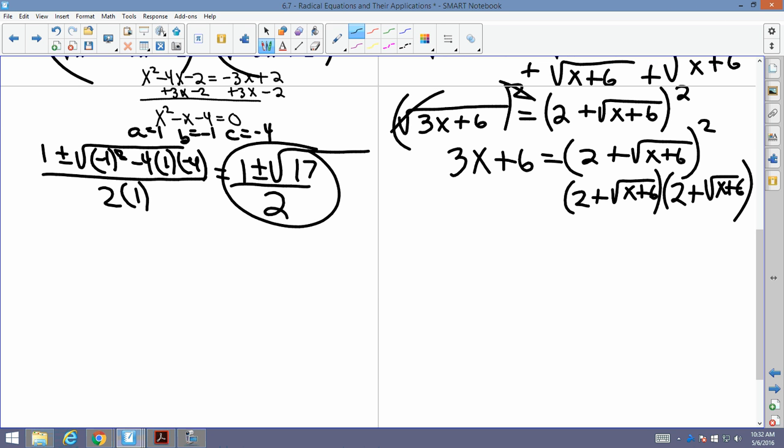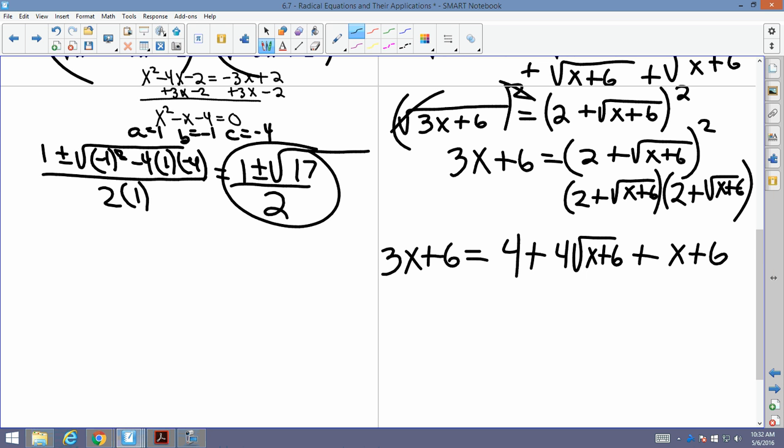Okay, so the accurate way to do this, the quick and efficient way rather, is to know your formula. So this is going to become 3x plus 6 equals. It's the first term squared plus 2 times the first times the second, which is 4 square root of x plus 6, plus the second term squared, which is x plus 6. It's so much easier that way.